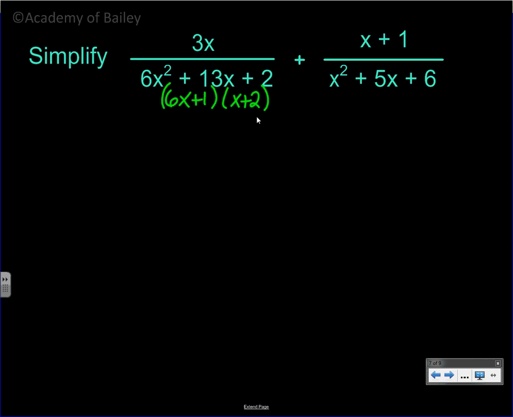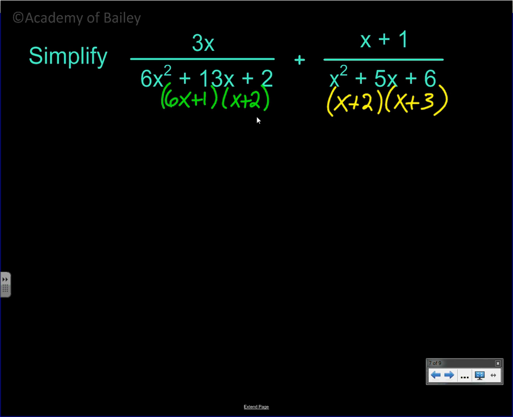And now, on the right side, I have x squared plus 5x plus 6. Since a is 1, this one's a little bit easier to factor. Two numbers that multiply to get 6, that add up to get positive 5. x plus 2, x plus 3. Okay, 2 and 3 multiply to get 6 and add up to get 5, yes.